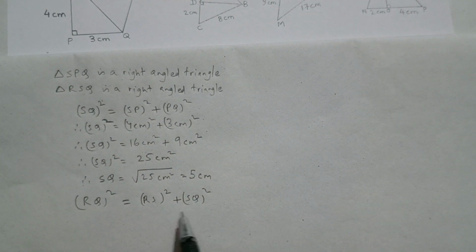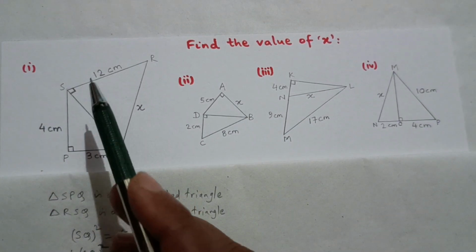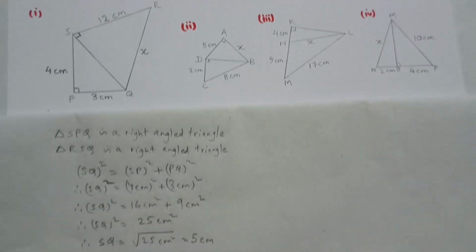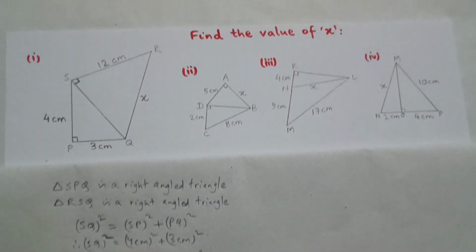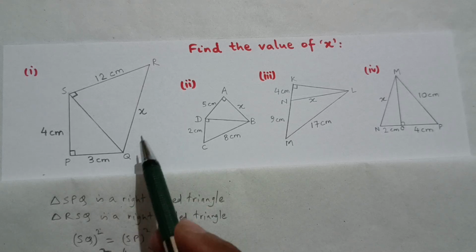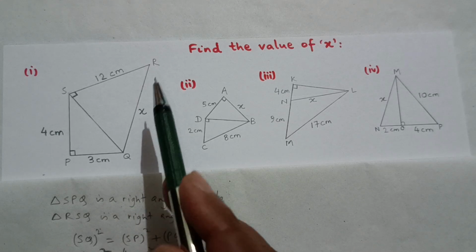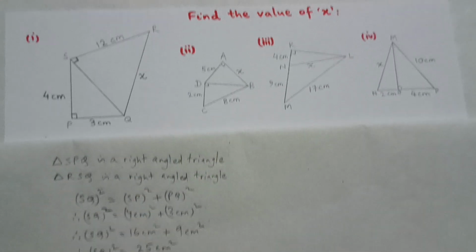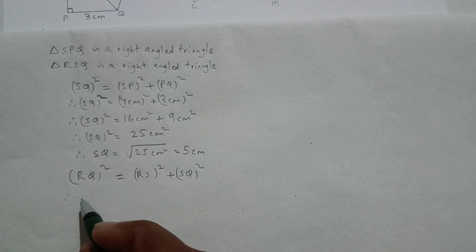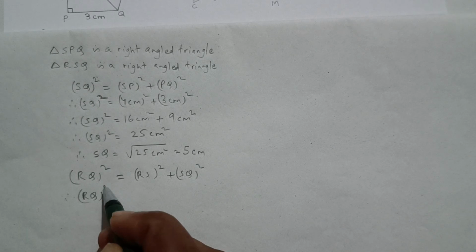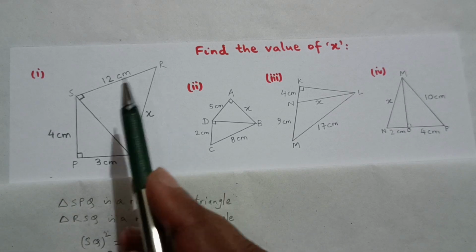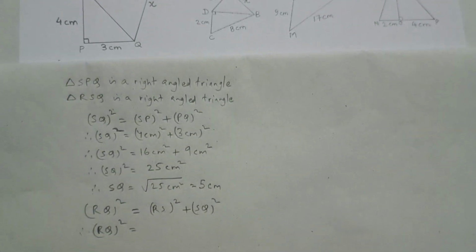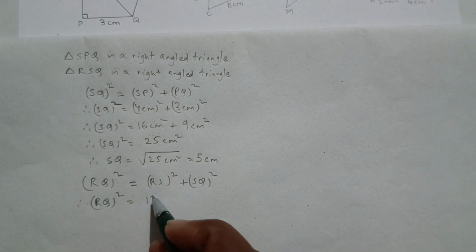So we have applied the Pythagoras theorem in triangle RSQ. Now RQ is what we have to find. We have to find the value of x, so we have to find what RQ is. Therefore RQ whole square is equal to RS whole square. Now RS is how much? RS is 12 centimeter.